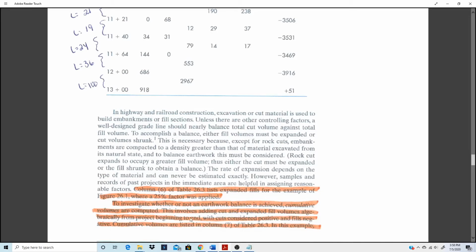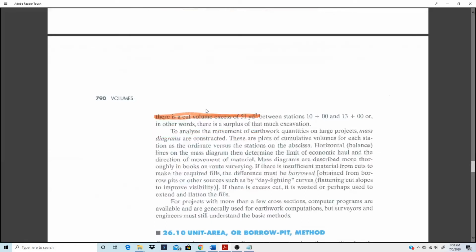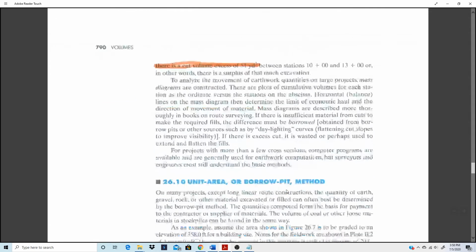So here it tells you, column 6 we did a factor of 25%, and it seems like there is a cut volume in excess of 51. So we'd actually have 51 cubic yards to play with out there and wouldn't be required to bring any fill in. So that's a pretty simple way to do that.